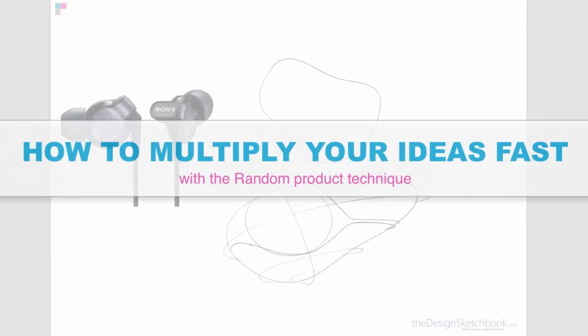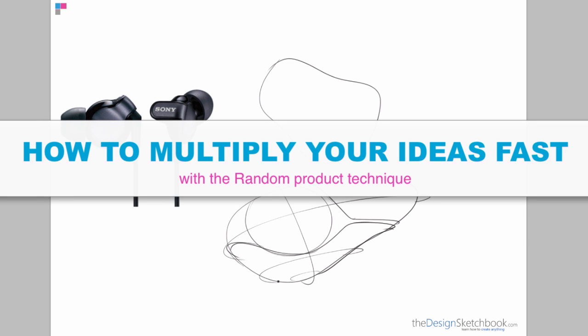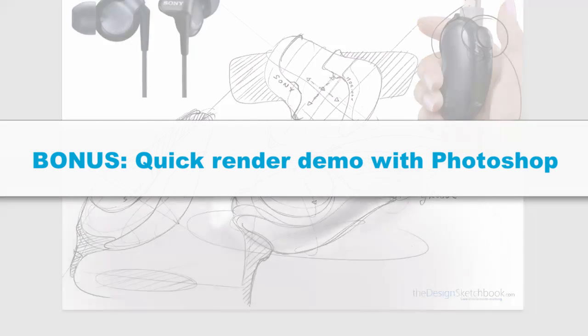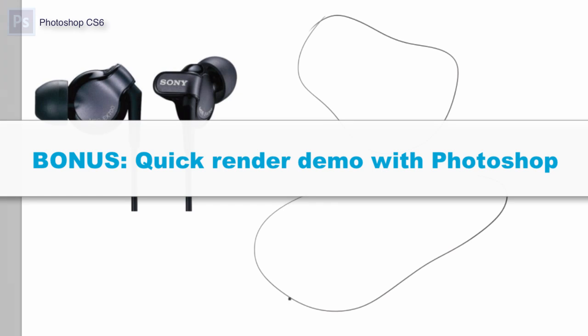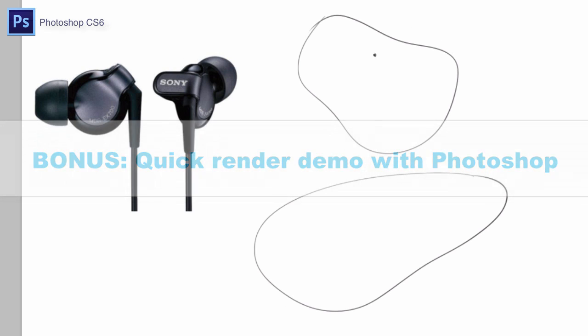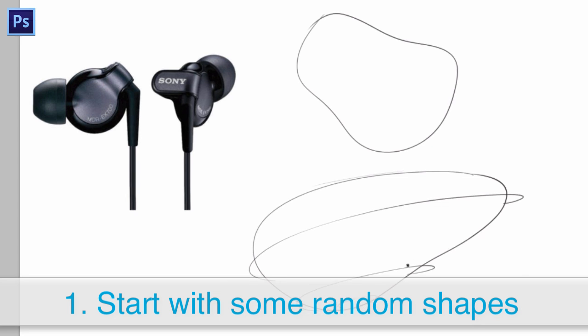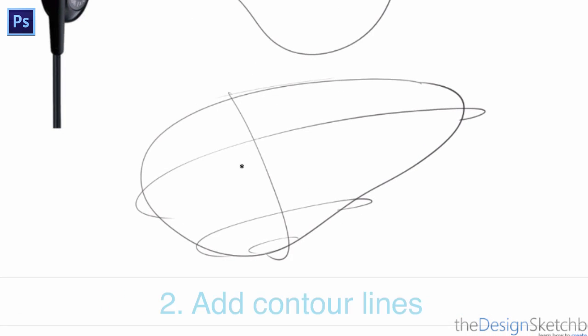Hey guys, so today let's see how to multiply your ideas fast with the random product technique. And at the end of these tutorials, I will add an extra bonus for how I render quickly with Photoshop. So here, as usual, for the random product technique, I do some random shapes of potatoes, and I add some contour lines.